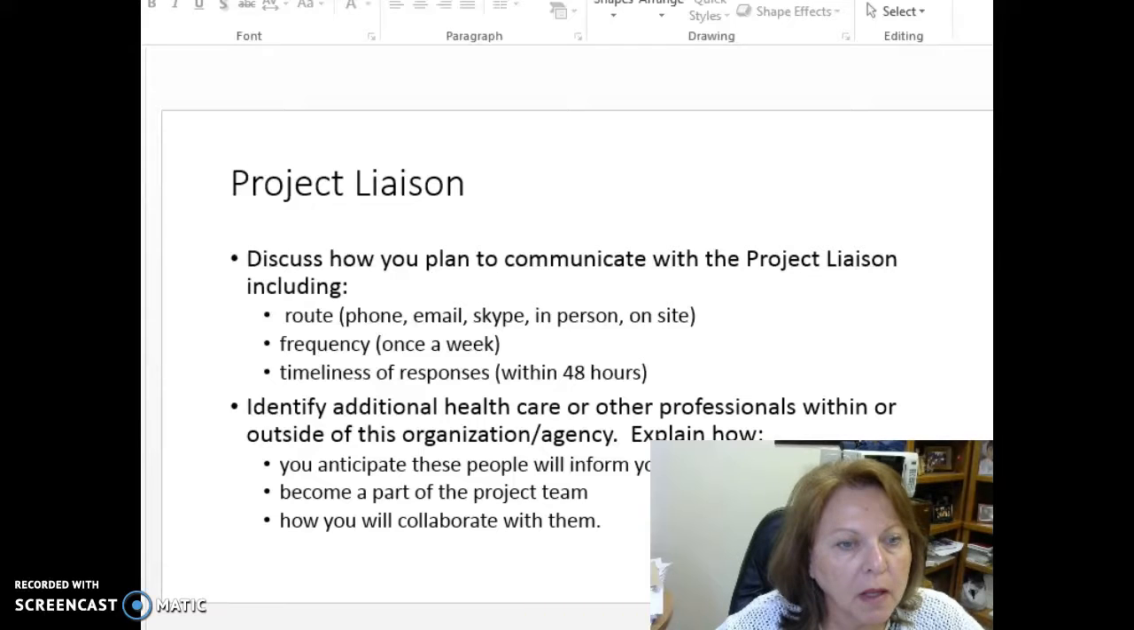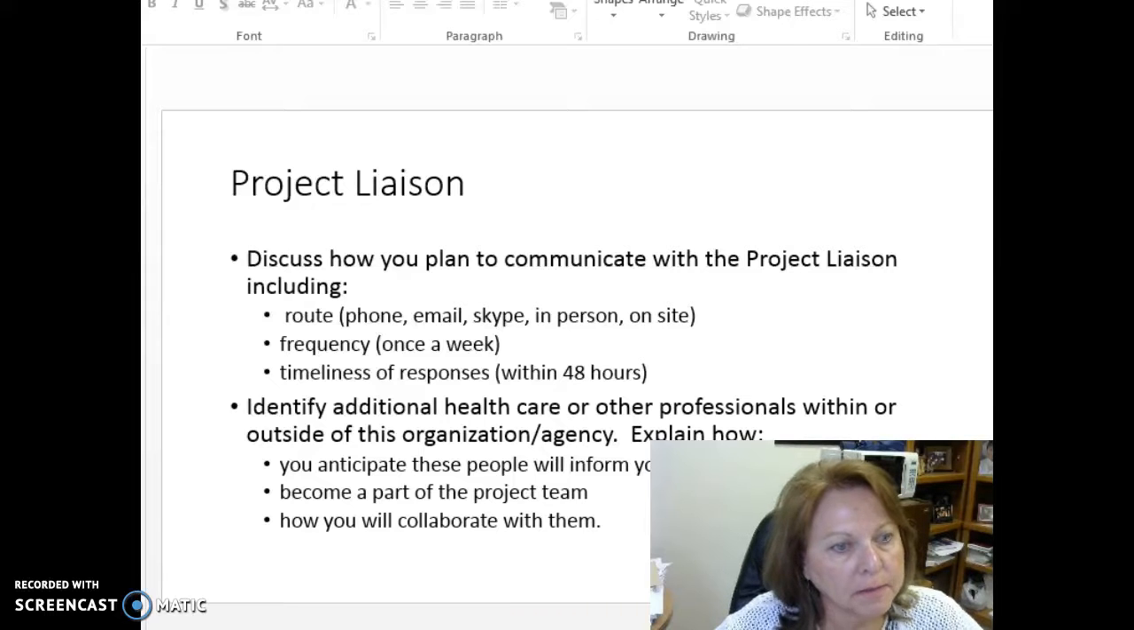Keeping in close communication with your project liaison is key. It will help circumvent a lot of problems and issues. So establish up front how you're going to stay in contact, give progress reports, seek assistance, etc. on your project.